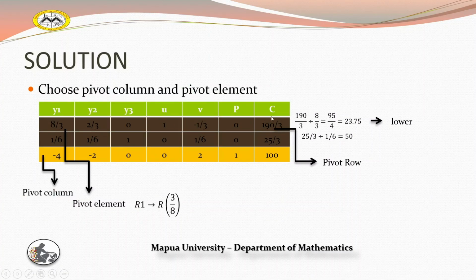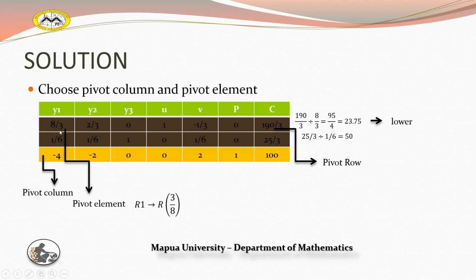We can now divide 190 over 3 by 8 over 3. The answer is 95 over 4, or in decimal form, 23.75. For the next constant, 25 over 3 divided by 1 over 6, the quotient is 50. So between these two quotients, 23.75 and 50, the lower is 23.75. Therefore, the divisor of this quotient will be our pivot element, which is 8 over 3.